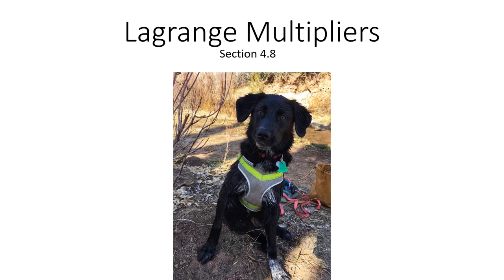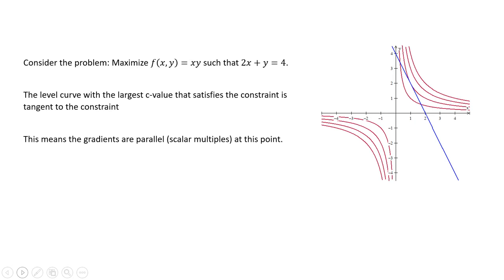In this section, we're going to learn another technique we can use to solve those maxima and minima problems. If you think back to the previous section, we found maximums and minimums by finding critical points and then using our second partials to test those critical points. In this section, we're going to use a technique called Lagrange multipliers.